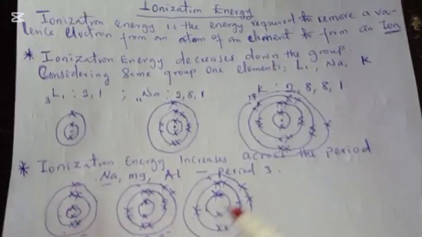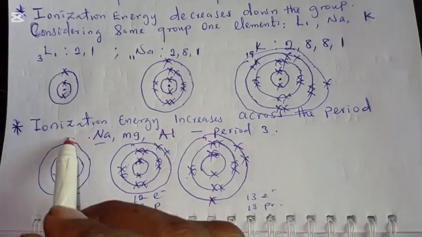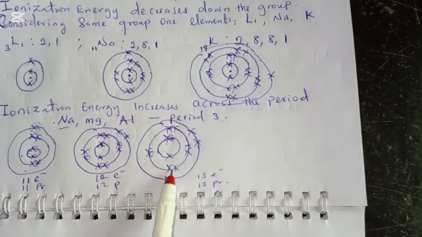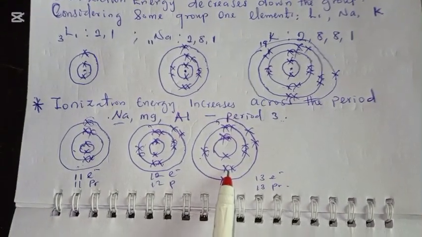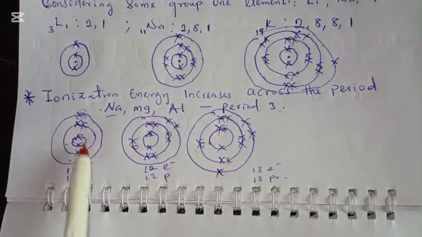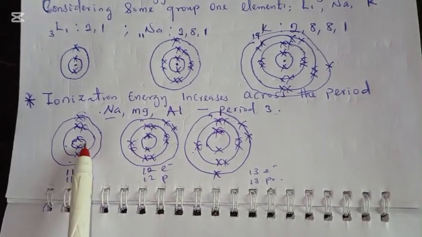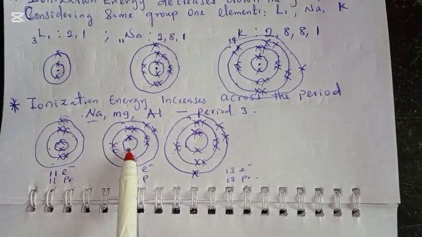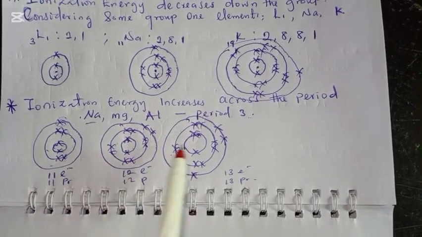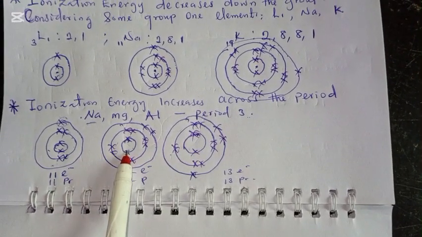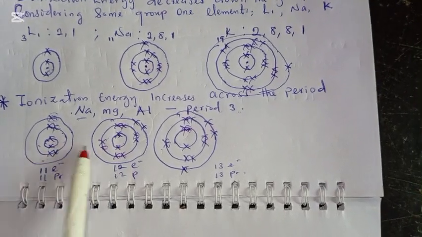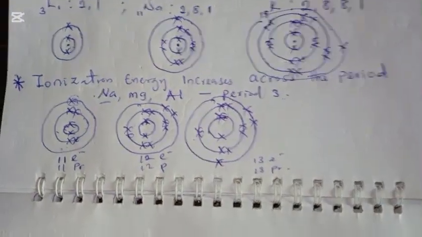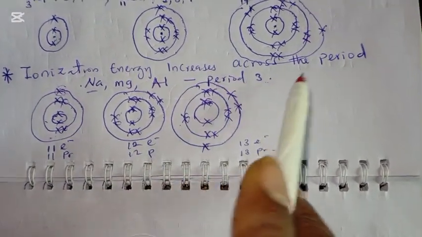As a result, the energy that will be required to remove these valence electrons will be higher from the left to the right across the periodic table. Are you following what I'm saying? The force of attraction between the protons here and the electrons will be lower than that of this one, and this will be lower than that of this one, which means that the energy required to remove the valence electrons will be higher. Hence, we can agree that ionization energy increases across the period.